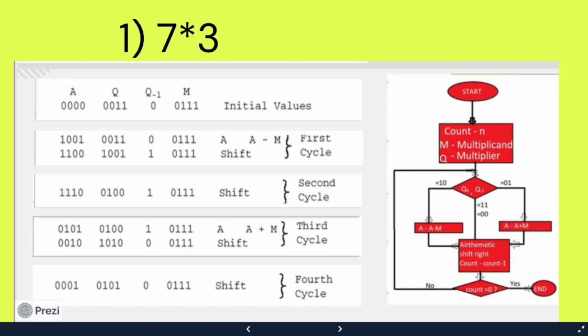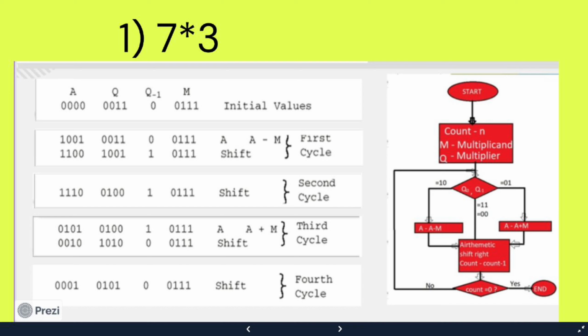Now after calculating, we get A as 1001. Q remains the same, Q minus 1 remains the same, and M remains the same. This is the first step of the first cycle. Now after this, we have to do an arithmetic right shift following the flowchart. After doing that, we get A as 1100, Q as 1001, Q minus 1 as 1, and M remains the same. Seeing this, we get the last digit of Q as 1 and of Q minus 1 as 1. So from the flowchart, if the digits are the same, we directly do an arithmetic right shift.